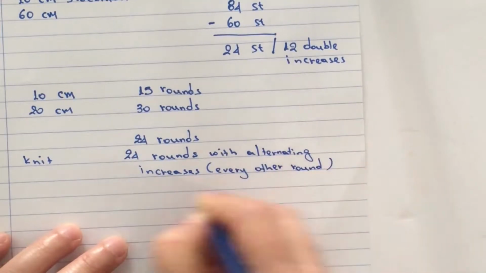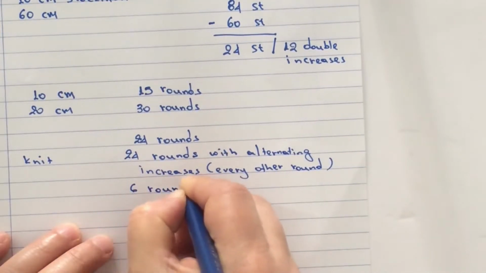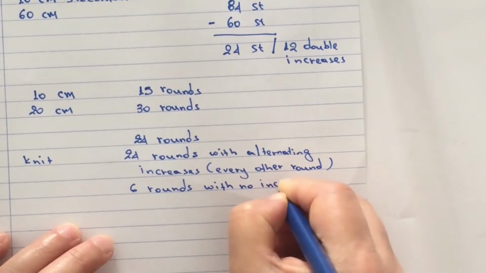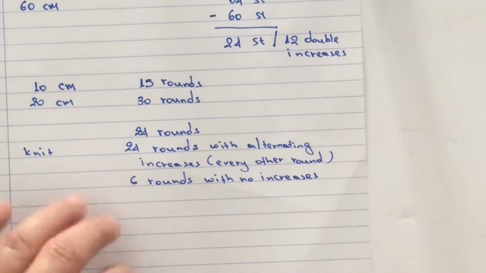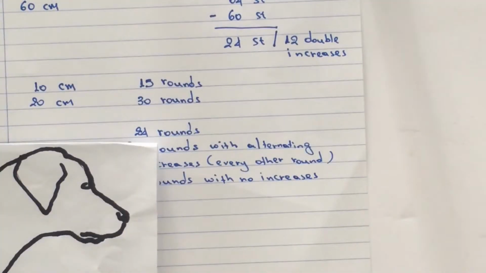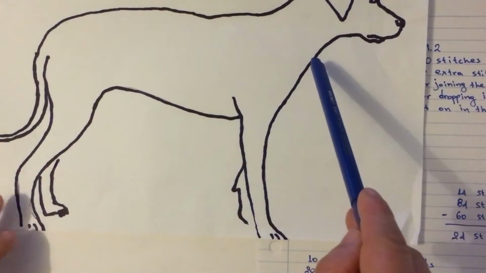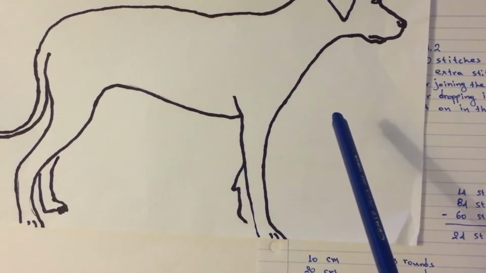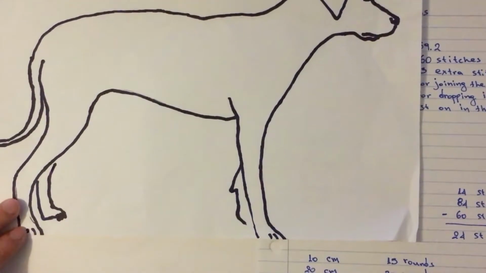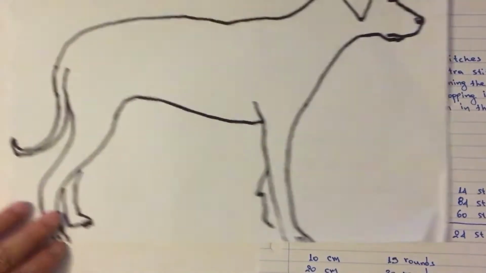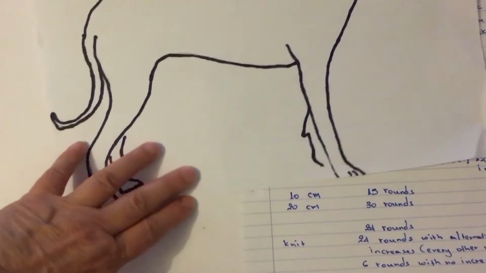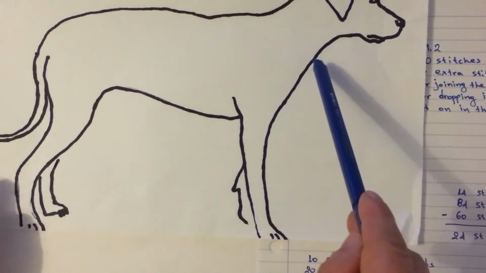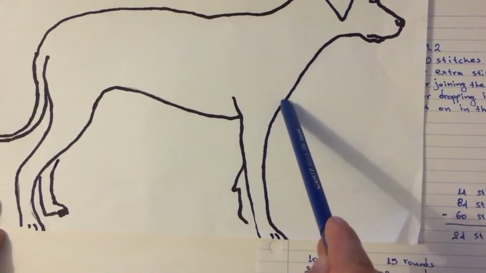But as I said, I need 30 rounds in order to get 20 centimeters. So what I am going to do is to knit 24 rounds, which are going to be one round with double increases and one round without any increases, and then I will have to knit 6 rounds with no increases, and in this way I will get from here to here.